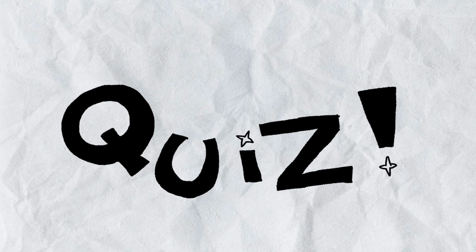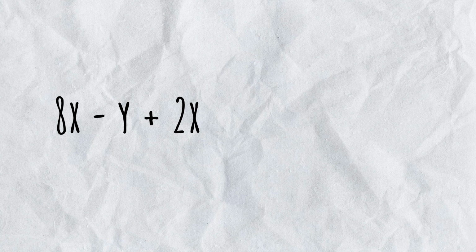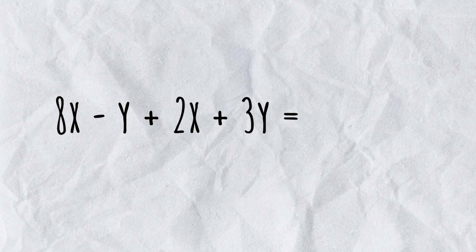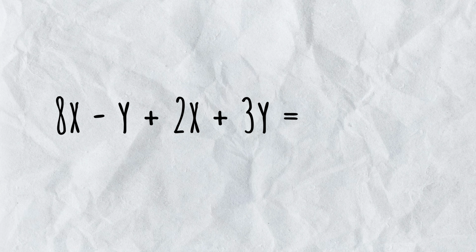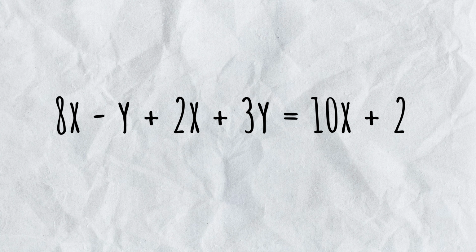So now, you've guessed it, it's time for a quick quiz. So on the screen in front of you, I'm going to write the following equation. We've got 8x minus y plus 2x plus 3y. So the question is, guys, are you up to the challenge? Can you simplify this? Because this is a bit of a tricky one. If you guys were paying attention, you would have got the answer of 10x plus 2y.